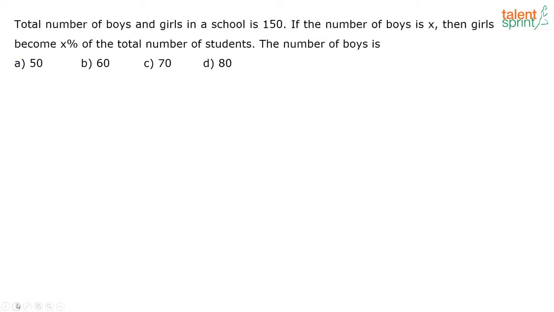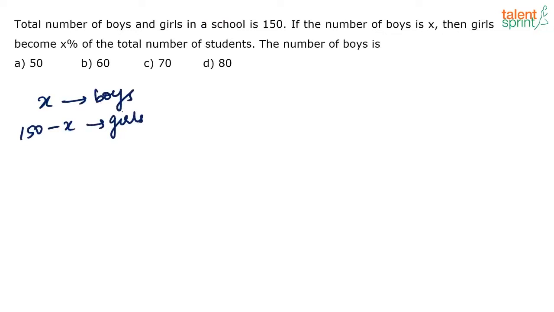Now next question. Total number of boys and girls in a school is 150. If the number of boys is X, then girls become X% of the total number of students. The number of boys is dash. So how do you solve this question? See, totally they have given that the number of boys and girls in a school is 150. Okay. Now if I am saying that there are X boys in the school, then how many girls are there in the school? 150 minus X, because you know the total is 150, correct? 150 minus X girls are there in the school.